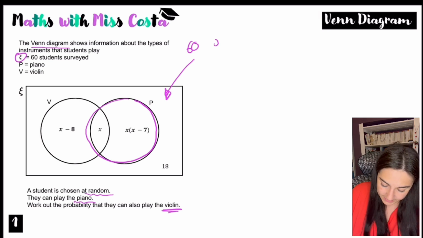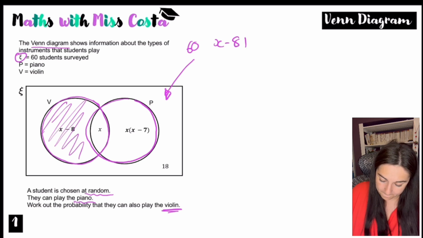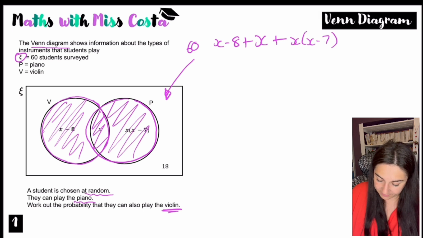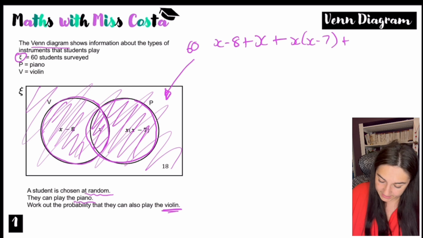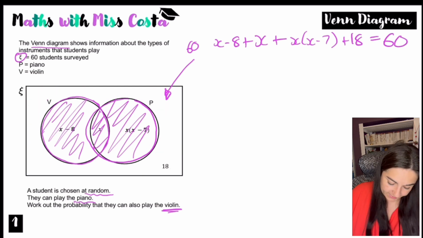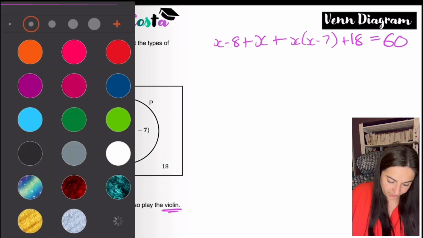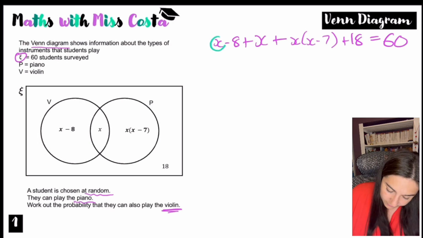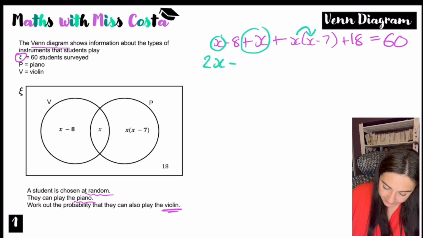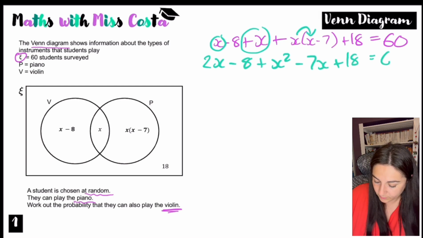So the first thing we need to do is set ourselves up a little equation. So we know that x take 8, so this part here, x take 8, plus x, plus x brackets x take 7, plus all of this, which would sum to 18, must equal 60. Okay, so I've accounted for each part of my Venn diagram, and I know that it must make 60. So next step, I can simplify it. So I've got x plus x, which gives me 2x. Let's expand this first. So you've got x, 2x, take 8, plus x squared, take 7x, plus 18 equals 60.